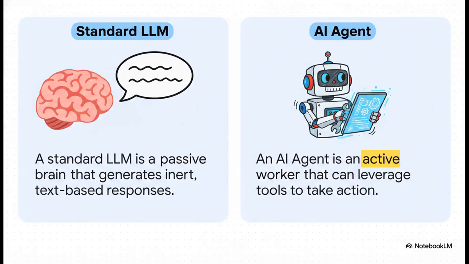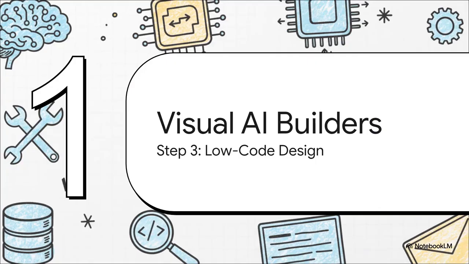And this comparison just nails the difference, right? A standard LLM is a passive brain. It spits out text. An AI agent, though, is an active worker. It doesn't just tell you what it already knows. It can figure out what it needs to know, go find that information, and then actually perform a task with it. Game changer. So we've got knowledge through RAG and we've got abilities through agents.